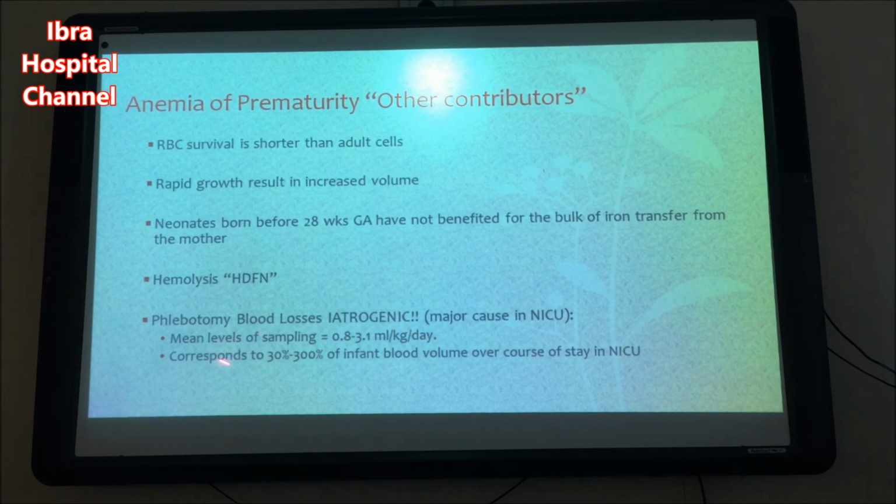So this blood collection may correspond to 30 up to 300% of the infant's blood. You can take like 3 times the whole blood volume of the preterm, give him blood and take blood by phlebotomy. So this is a very important concept for ICU doctors to keep in mind, and try to avoid unnecessary blood sampling, because it will definitely cause anemia, iatrogenic anemia. This is all part of patient blood management.